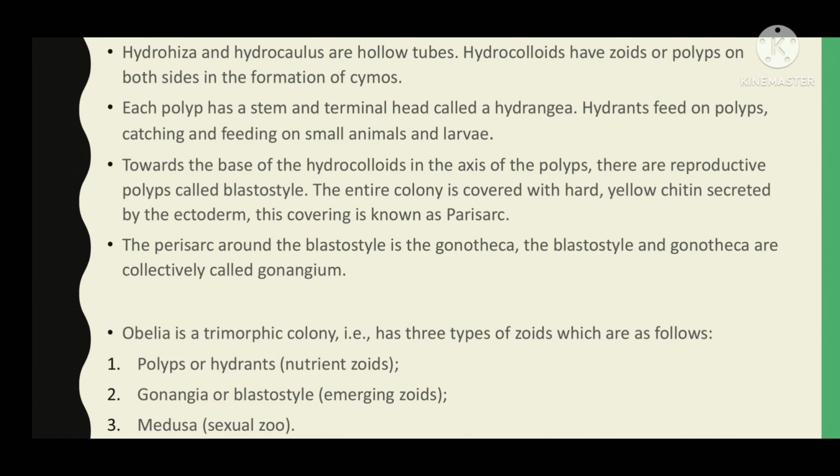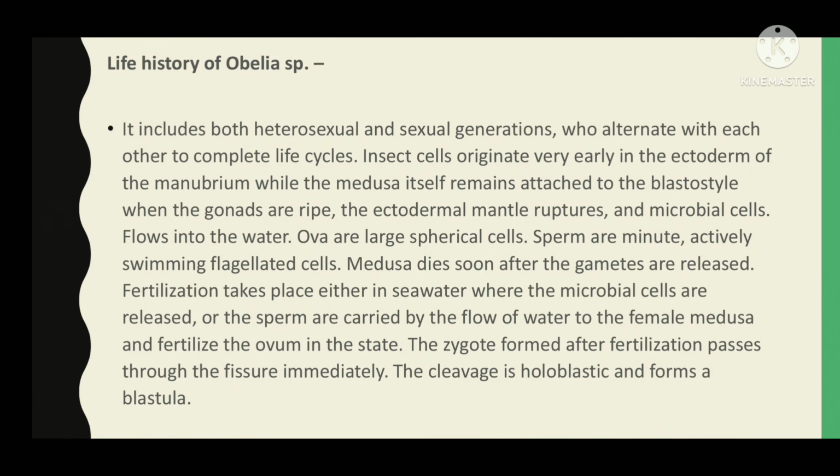Obelia is a trimorphic colony, that is, having three kinds of zooids, which are as follows. Polyps or hydranths, that is nutritive zooids; then gonangia or blastostyles, that is budding zooids; then medusae, that is sexual zooids. Life cycle of Obelia.